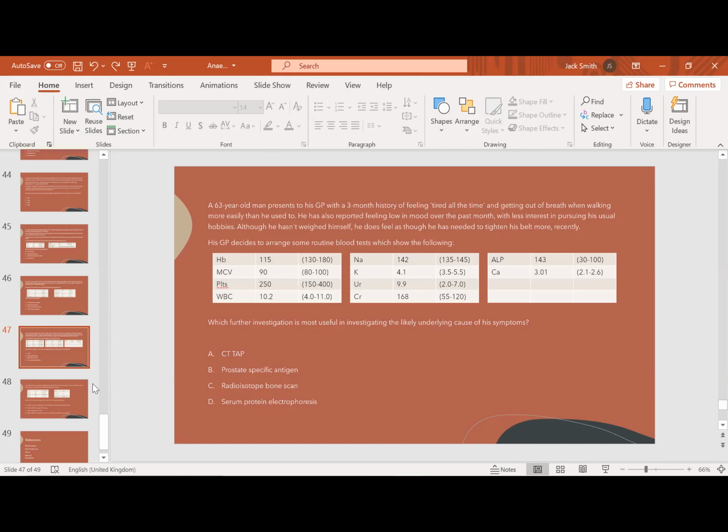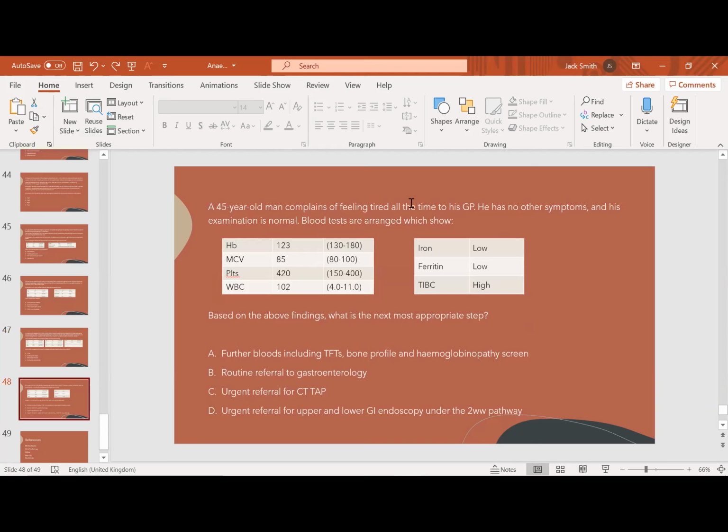So we'll move on to my last question. A 45-year-old man complains of feeling tired all the time to his GP. He has no other symptoms and his examination is normal. Blood tests are arranged which show the following. Based on the above findings, what is the next most appropriate step?